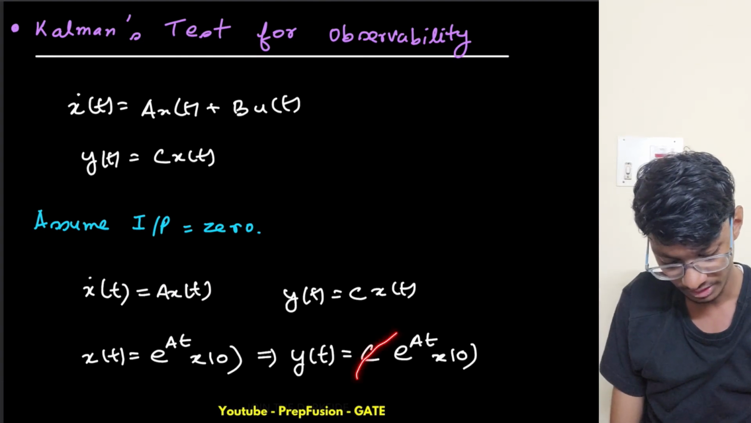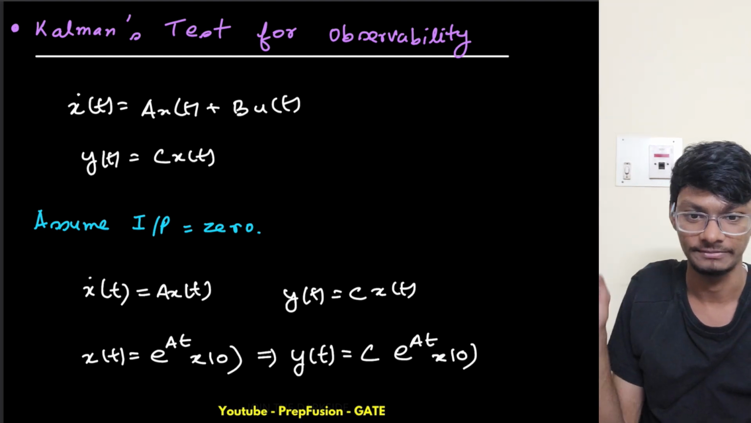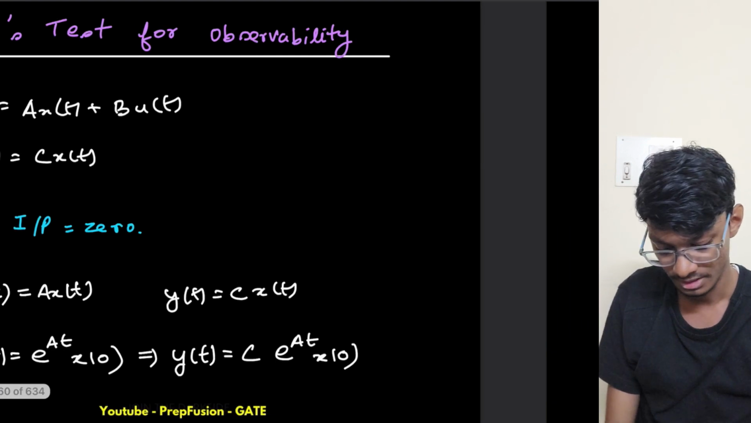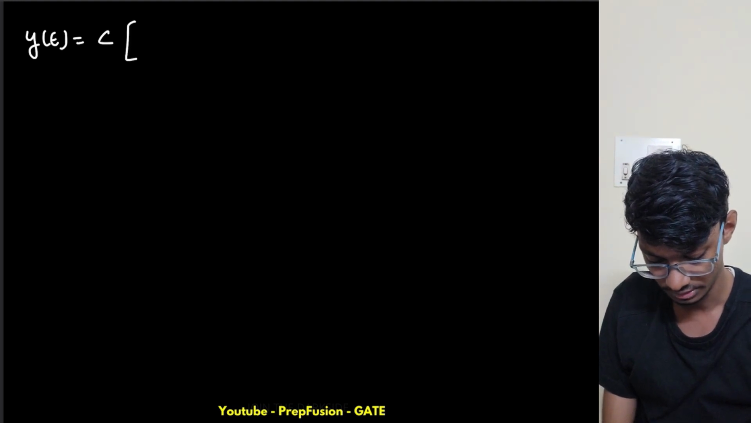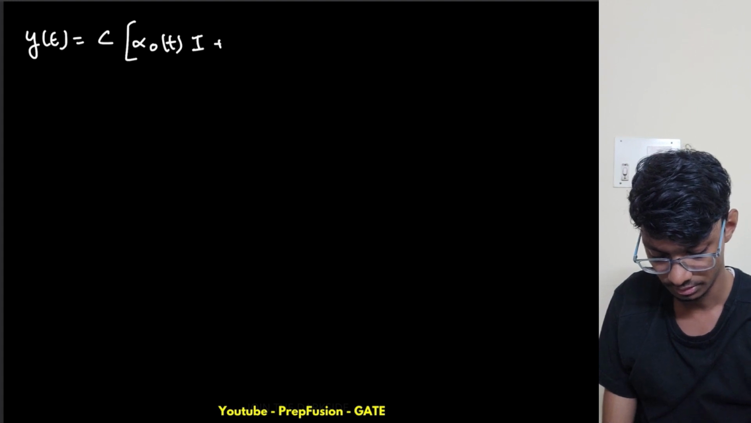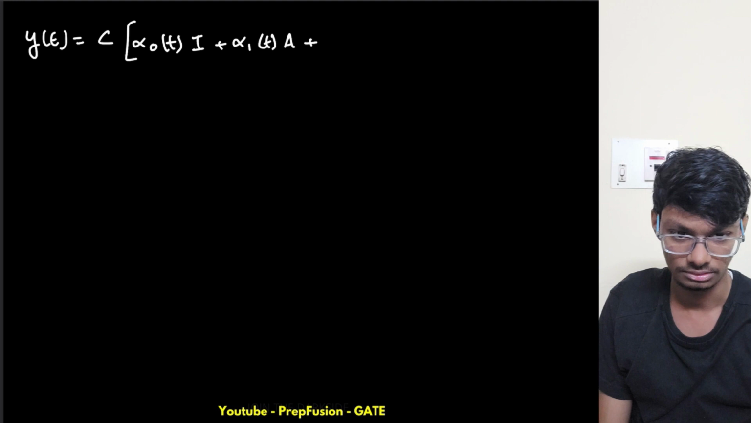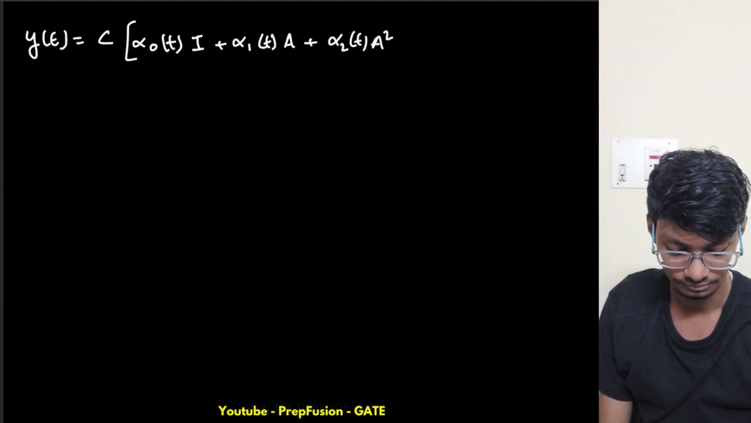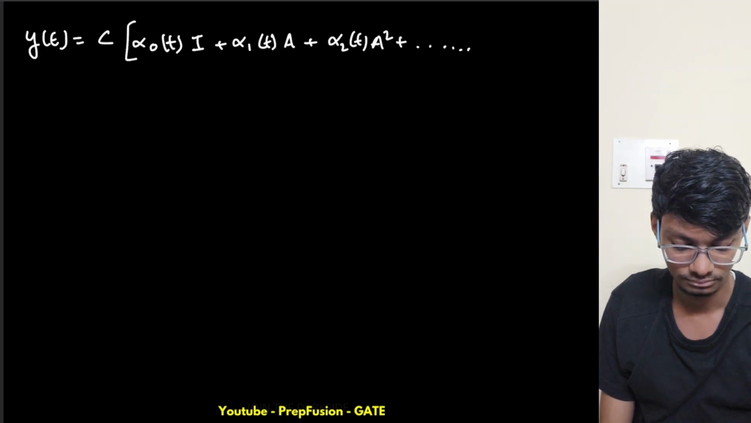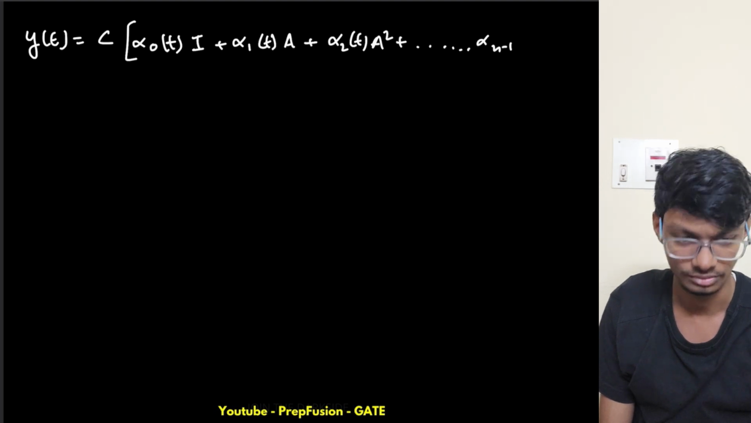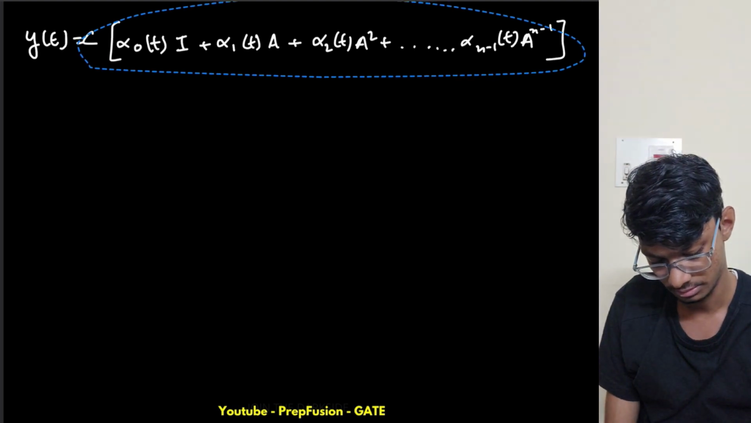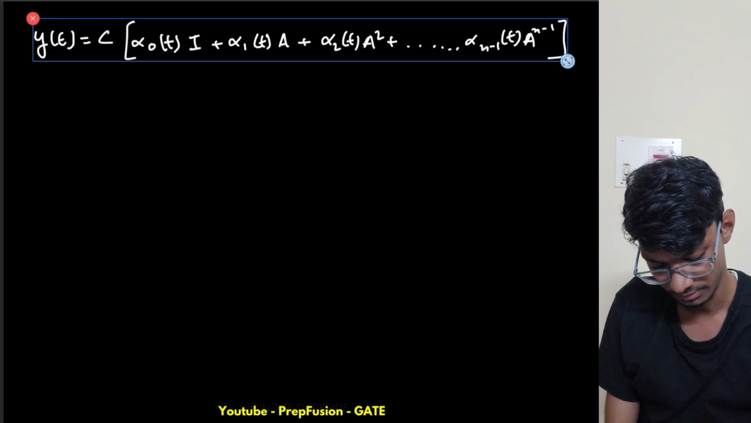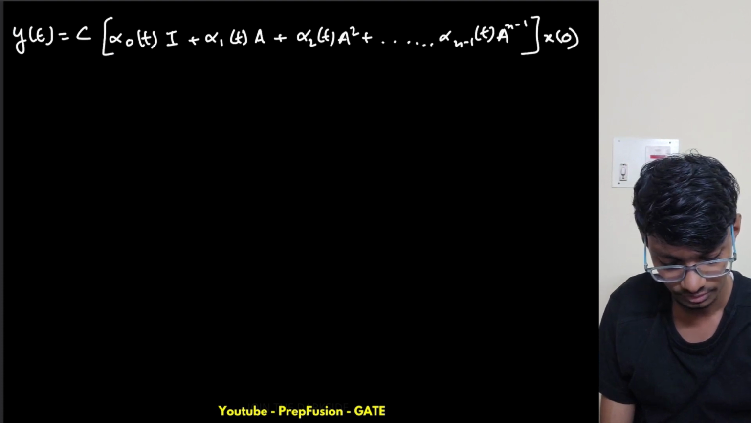Basically I can break down e raised to power At as a function of alpha, which is a function of time, and matrices with respect to A. So this y of t will be C times alpha 0 of t times I plus alpha 1 of t A plus alpha 2 of t A squared, and we go up till n minus 1, alpha n minus 1 of t, and A raised to power n minus 1. At the end we have x of 0.